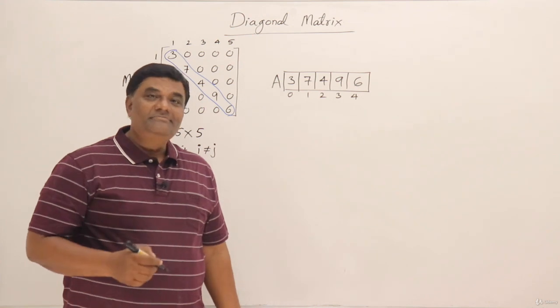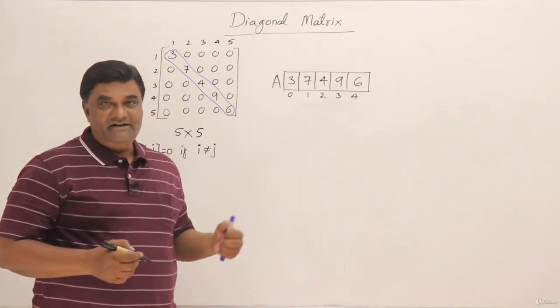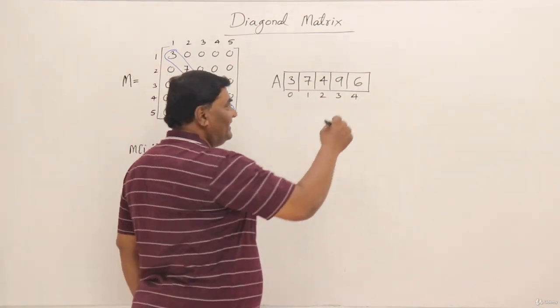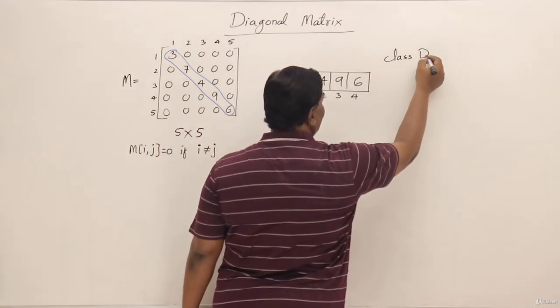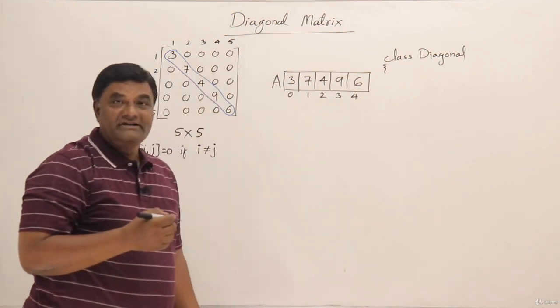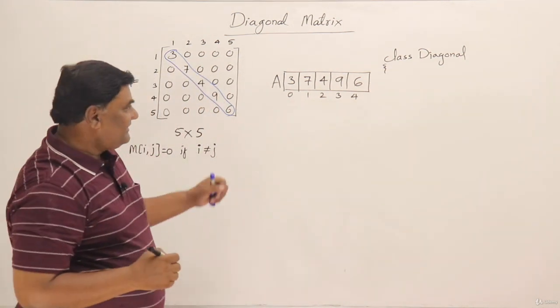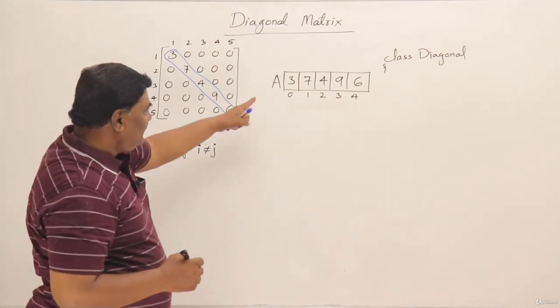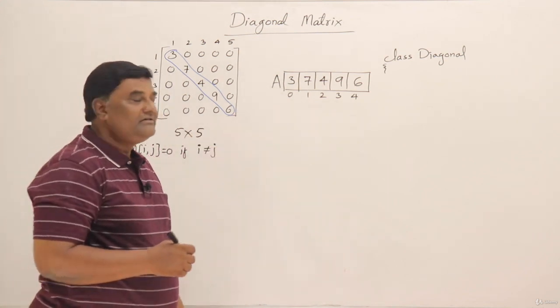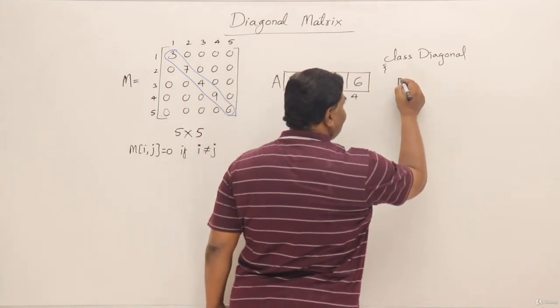Now let us write a C++ class for a diagonal matrix. So let us take a class name as diagonal. What are the data members or the properties required for a diagonal matrix? I need a dimension, and an array space for storing the elements. So let us make the data private.